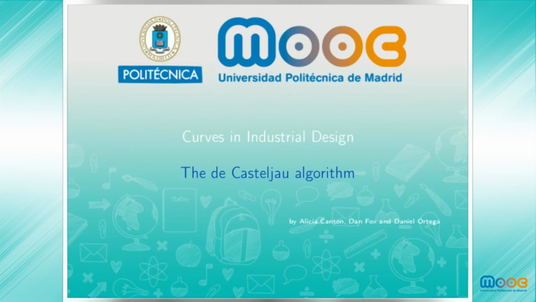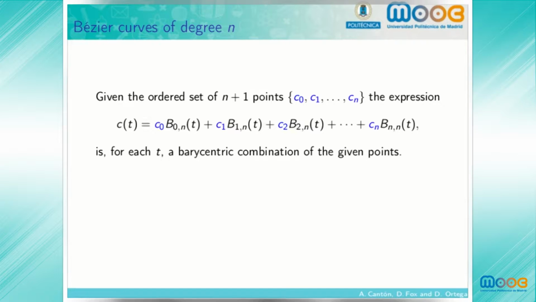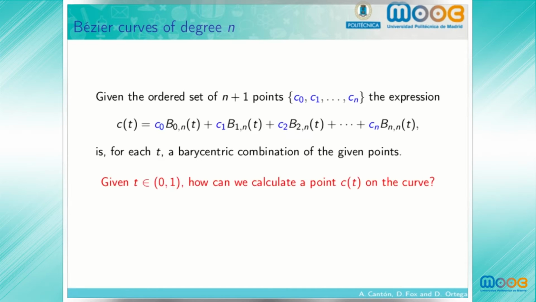Curves in industrial design, the Casteljau algorithm. Given the ordered set of n plus 1 points C0, C1, ..., Cn, the expression given by the first vertex times the first Bernstein polynomial of degree n, plus C1 times the second Bernstein polynomial of degree n, and so on, is, for each t, a barycentric combination of the given points. This is the expression of a Bezier curve of degree n for a fixed t between 0 and 1.